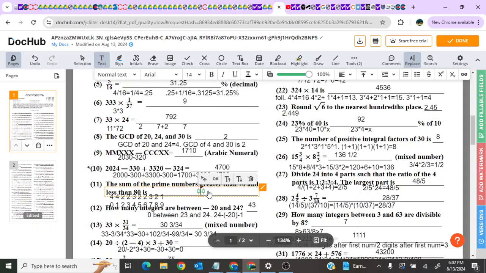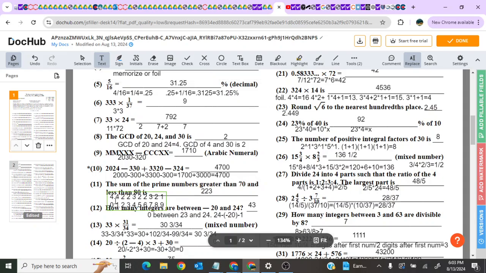I believe the answer is 223. Let me just check that real quick on the calculator. Yeah, 223. You should have your sequence memorized of number of primes given in tens place.